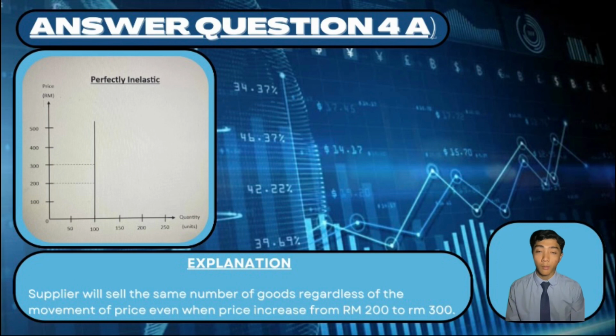The supplier will sell the same number of goods A regardless of the movement of the price. Even though the price increases from 200 ringgit to 300 ringgit, it will not affect the amount of quantity supplied. The curve for the graph shows a vertical supply curve.